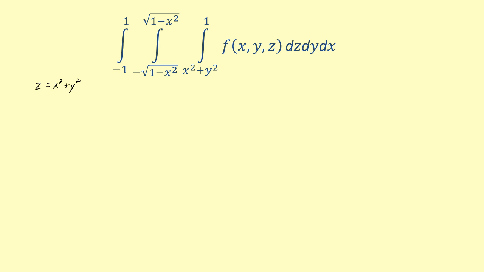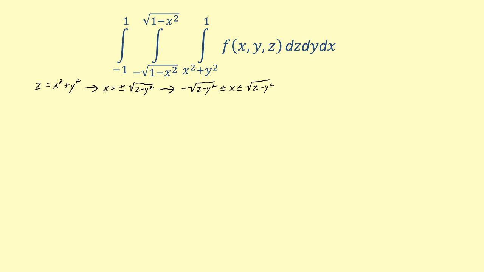Isolating x squared and then taking the square root of both sides, we get that x is equal to plus or minus the square root of z minus y squared. This means that x is between the negative square root of z minus y squared and the square root of z minus y squared. Next, we project the region onto the yz plane.